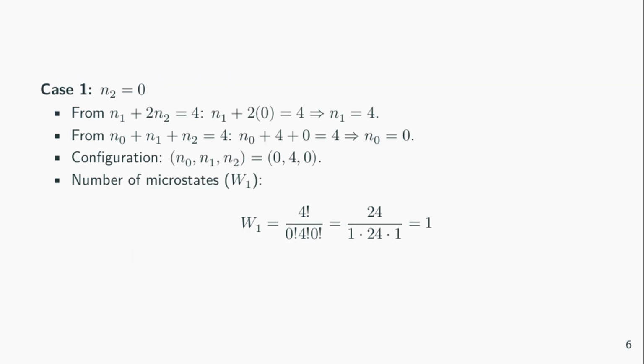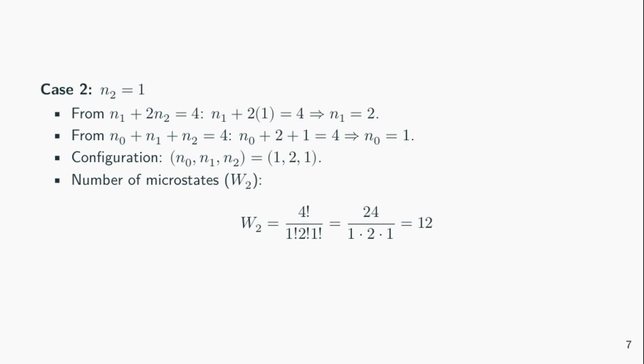Let's take case 1 where n2 equals 0. From the energy equation, n1 plus 2 times 0 equals 4, which gives us n1 equals 4. Now we use the particle conservation equation, n0 plus n1 plus n2 equals 4. Substituting our values, n0 plus 4 plus 0 equals 4, which means n0 must be 0. So our first valid configuration, n0, n1, n2, is 0, 4, 0. Now let's calculate the number of microstates for this configuration, which we call W1. Using our formula, W1 equals 4 factorial divided by 0 factorial times 4 factorial times 0 factorial. 4 factorial is 24. 0 factorial is 1. So this is 24 divided by 1 times 24 times 1, which simplifies to just 1.